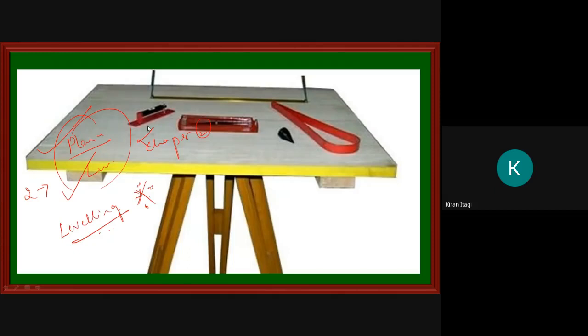Before going to that, see, this one is the plane table, over which we will keep the drawing sheet, and we will sight and we will plot at the same time. Plotting and sighting is done at the same time in plane table survey. This is the entire setup, and we will see each part and what is the use of tripod, board, alidade, compass.